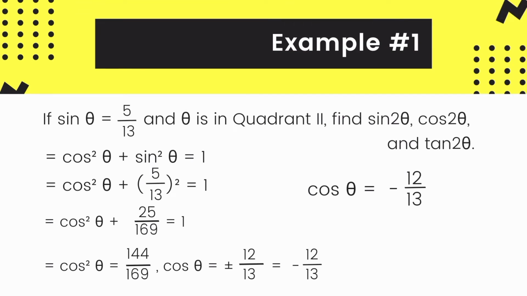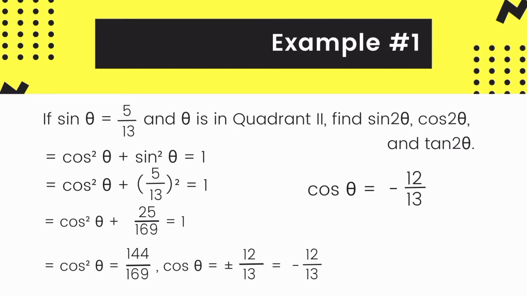Example number 1. If sine theta is equal to 5 over 13 and theta is in quadrant 2, find sine 2 theta, cosine 2 theta, and tangent 2 theta. The formula there is cosine squared theta plus sine squared theta is equal to 1. Cosine squared theta plus the value of our sine theta, which is 5 over 13 squared, is equal to 1. Cosine squared theta plus 25 over 169 is equal to 1. Cosine squared theta is equal to 144 over 169.